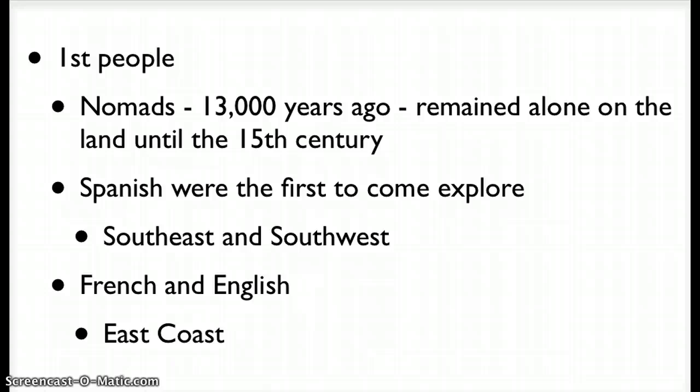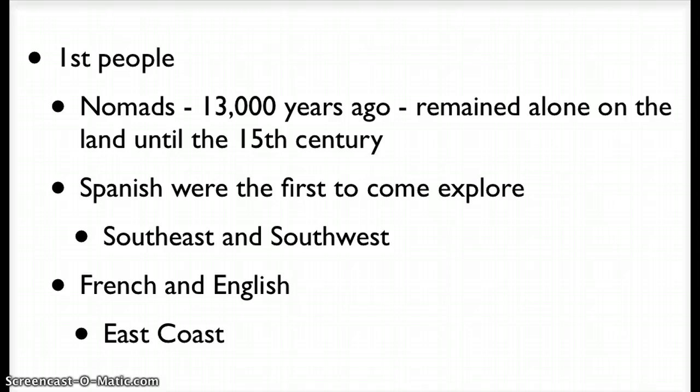If you recall, our first settlers in this land mass were the nomads that came over the land bridge from Siberia. Those people came 13,000 years ago and remained here basically untouched until exploration became so large in the 15th century. During this time, the Spanish were the first people to come, and they explored and discovered the southeast and southwest. And discovered is a very loose term because we know that there were people here before them in the US. What they came over to find was gold and other treasures.